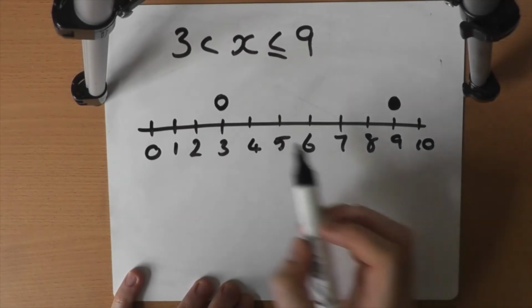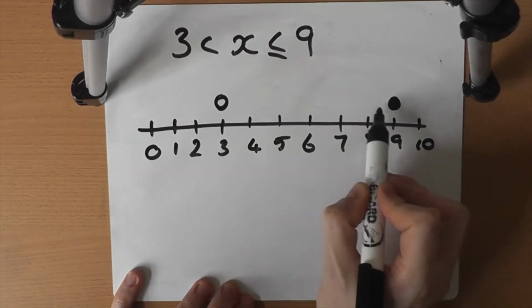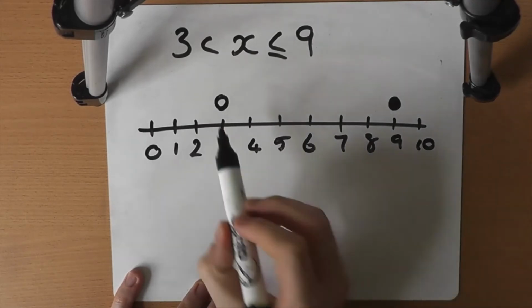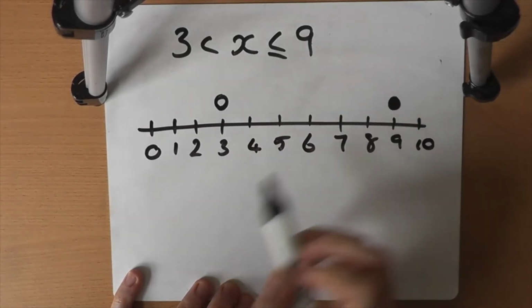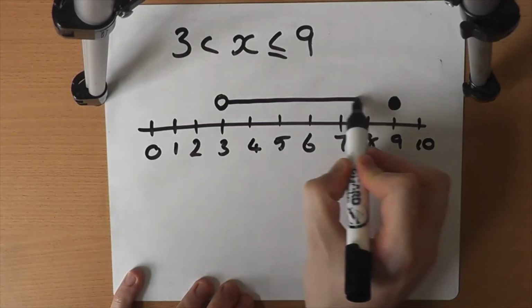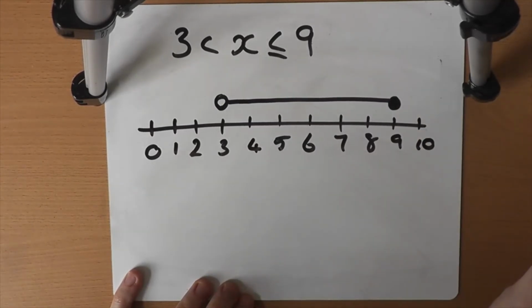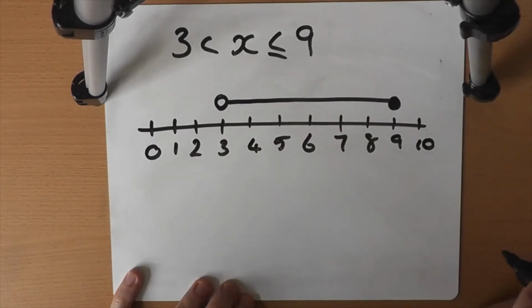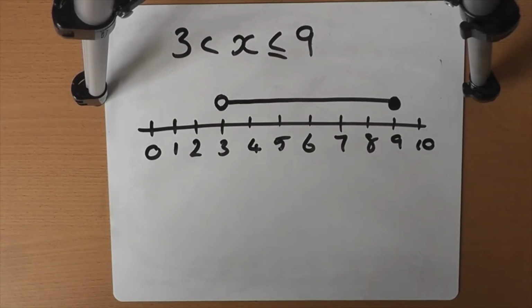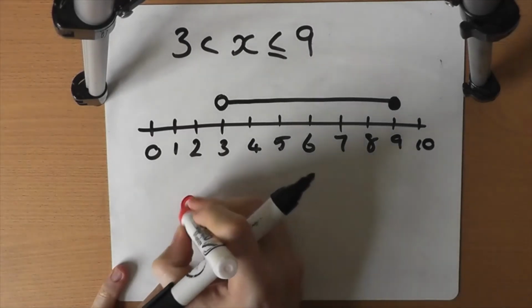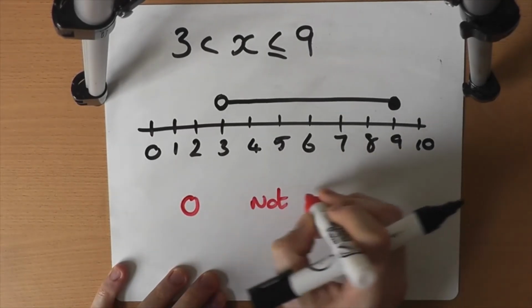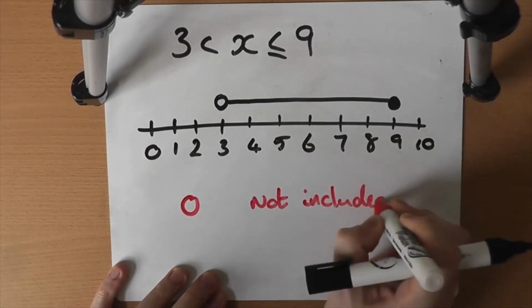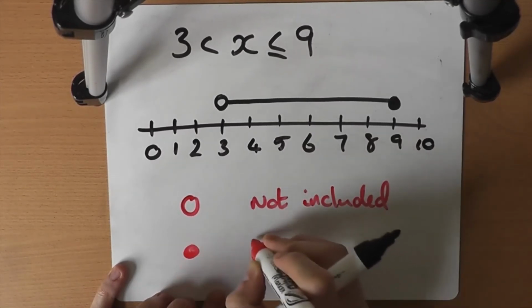I need to somehow have an arrow that comes up from the 3 and down from the 9. In fact, the x is quite happily sandwiched between those two values. So all I need to do is draw a nice straight line between the two. Now x is represented by everything underneath that line that's strictly bigger than 3 and strictly less than 9. Just to really hammer that point home about the circles as well. If we have got an open circle, not included, and a closed circle, included.